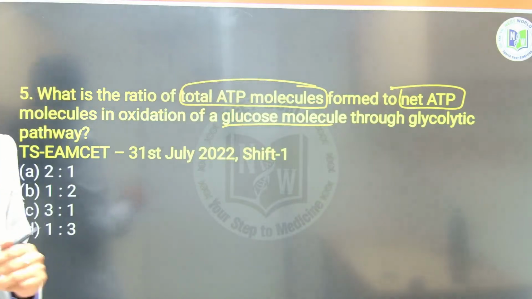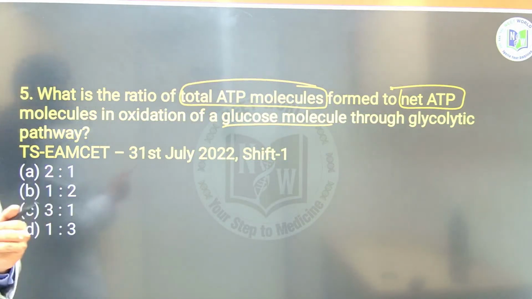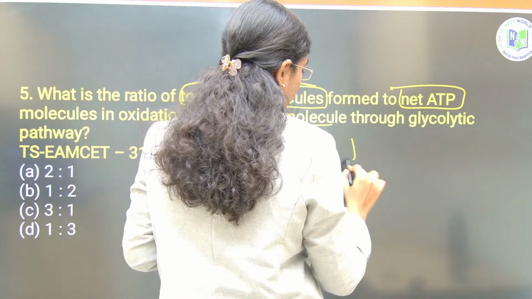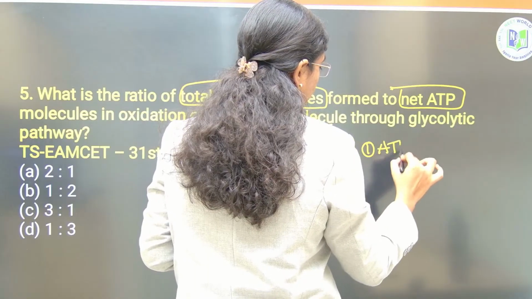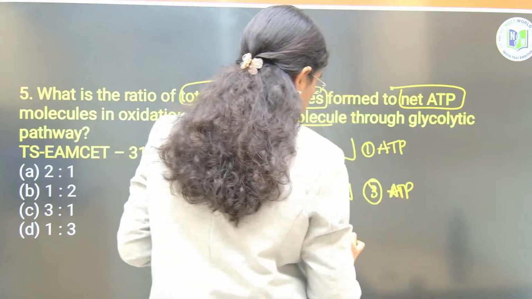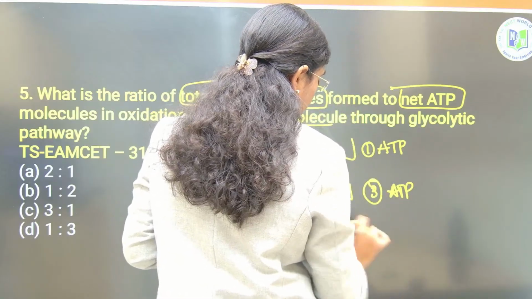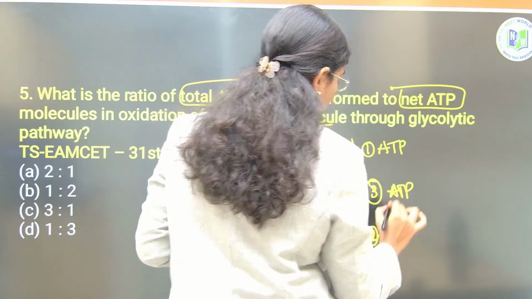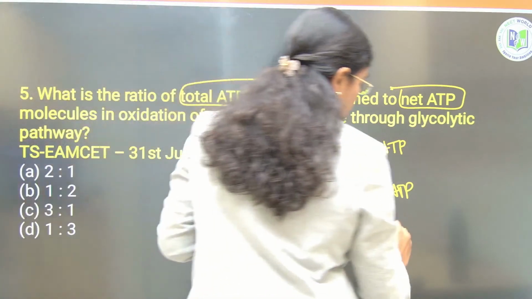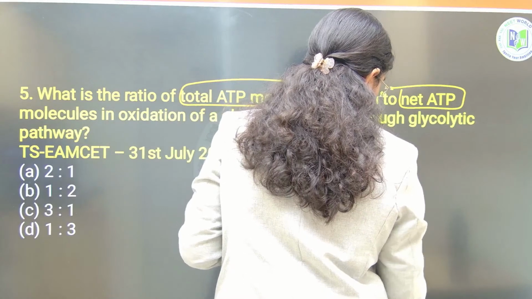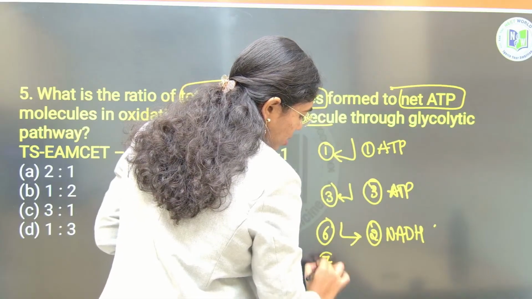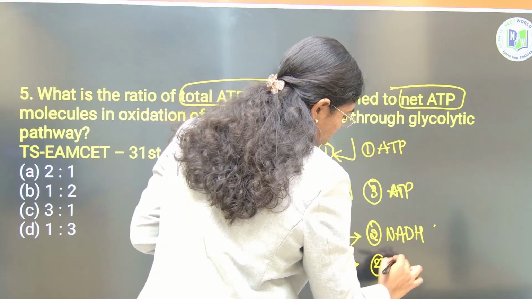First, you recall at which steps ATP is being utilized. ATP is being utilized at the first step and third step, where 1 ATP is utilized by the glycolytic pathway. At the sixth step, 1 NADH, you can consider 2 NADH because it will be 2 G3P from a single glucose. So, it is 2 NADH, and at the seventh step 2 ATP is being released.